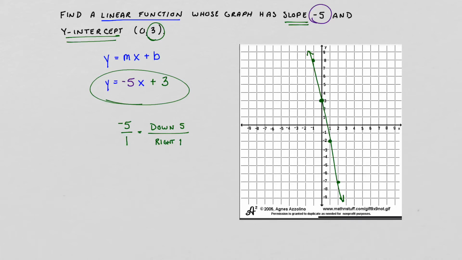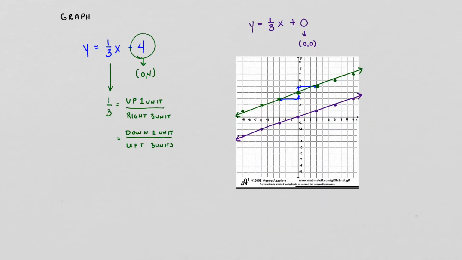I do want you to note the direction of the line. Notice that since the slope was negative, as you read the line from left to right, it is pointing downward. This is different compared to the last example that we had where the slope was a positive 1/3. As you read that line from left to right, it goes in an upward direction.